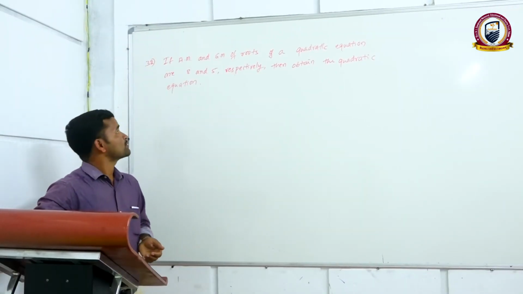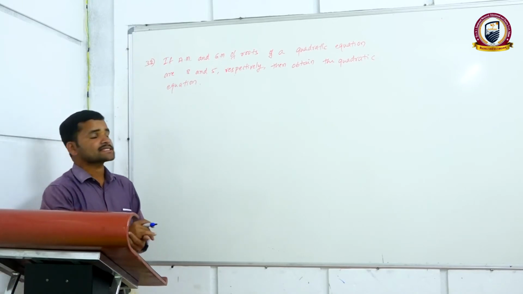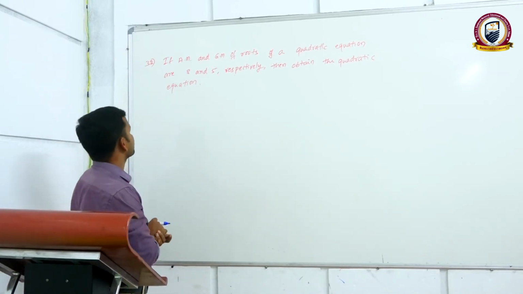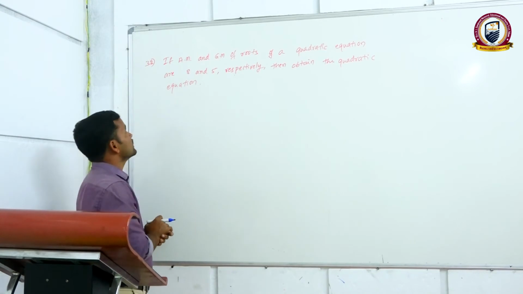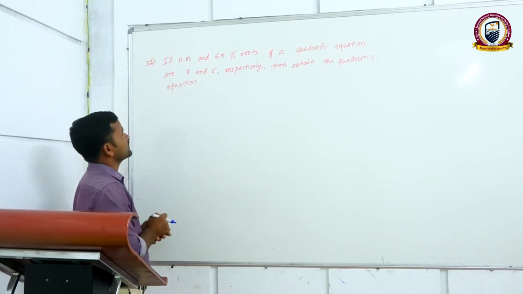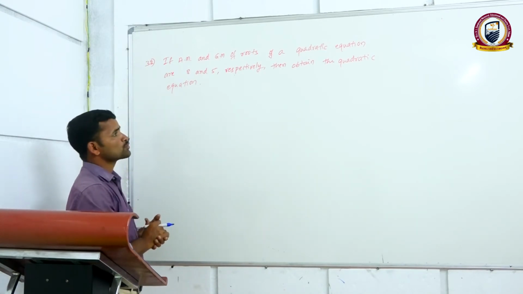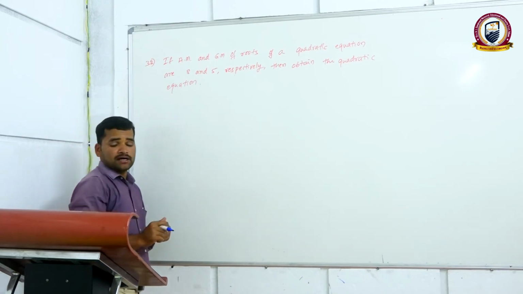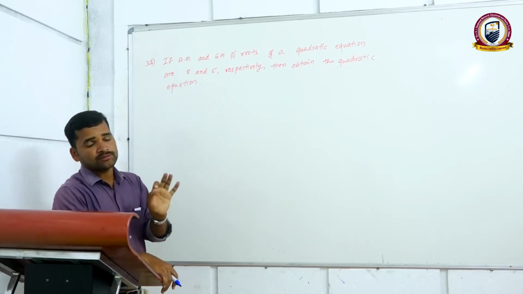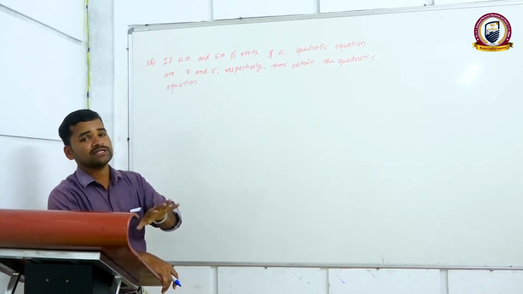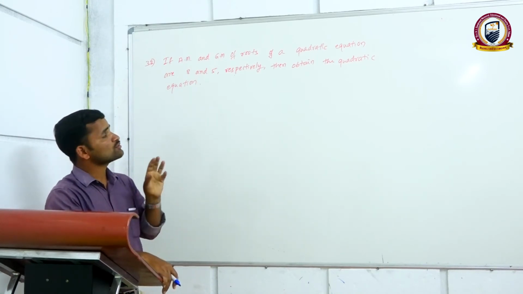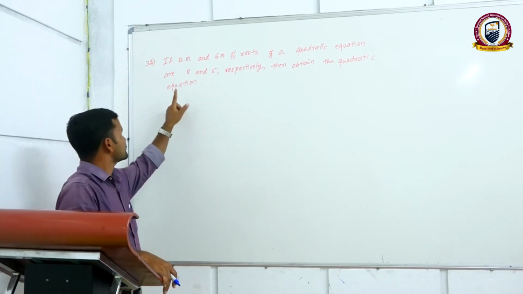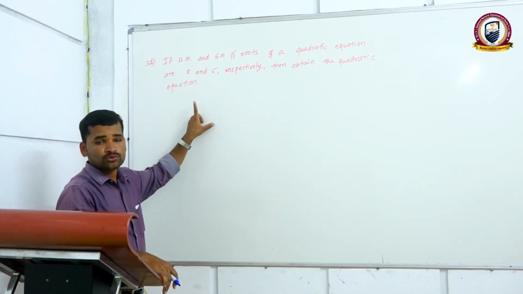Yes, now problem number 32 in exercise 9.3. That will be the last problem in the exercise. It is given that the AM and GM of the roots of a quadratic equation are given. Here the arithmetic mean and geometric mean of the roots of a quadratic equation are given. Those roots, we don't know. These are the arithmetic mean and geometric mean. Roots, what are those roots?